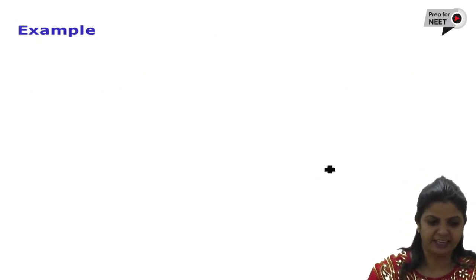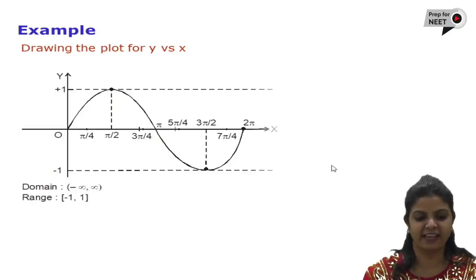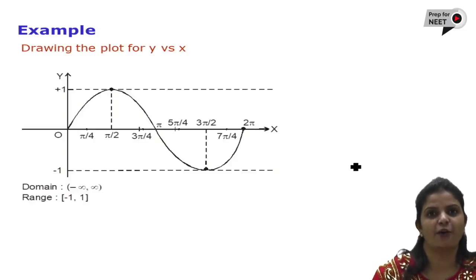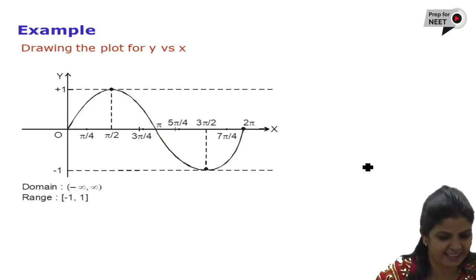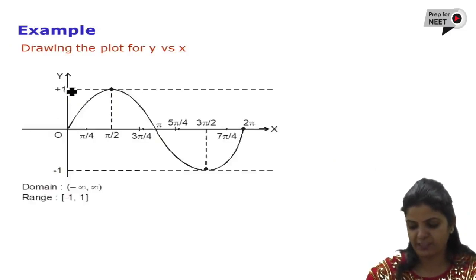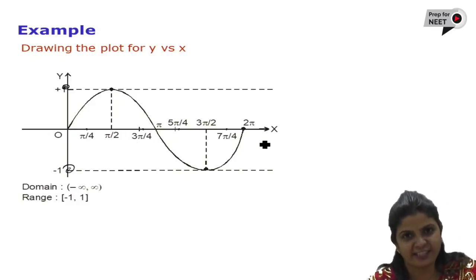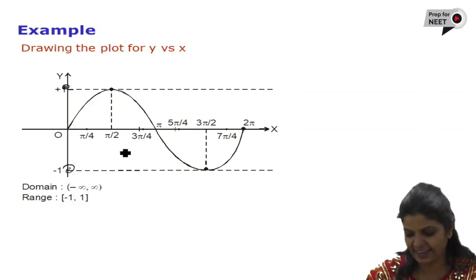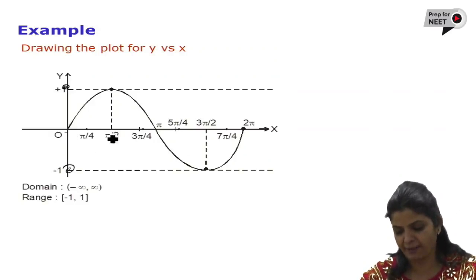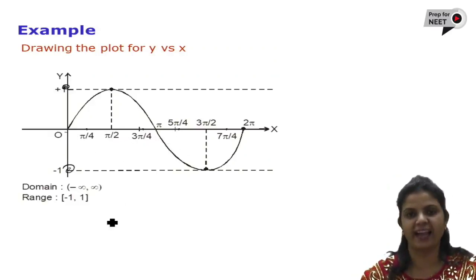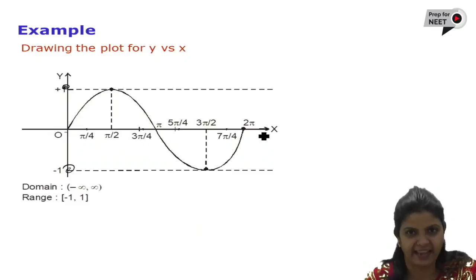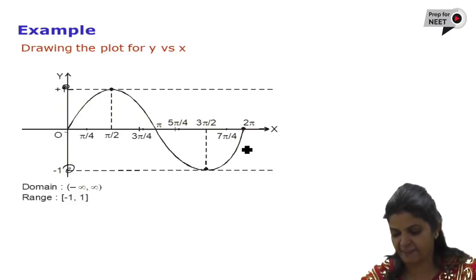We'll proceed. Look at the graph of this. This is the graph of y is equal to sin x, right? For y, what are the possible values? I said it's plus 1, minus 1. And what value of x will you select? That must be an angle, right? What are the possible values? 0, pi by 4, pi by 2, 3 pi by 4, pi, and so on, up to 2 pi, right? So this is the graph.